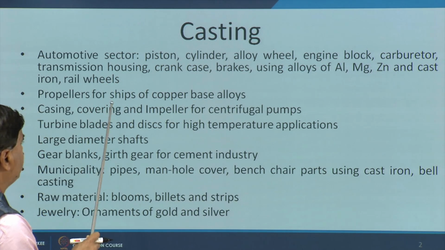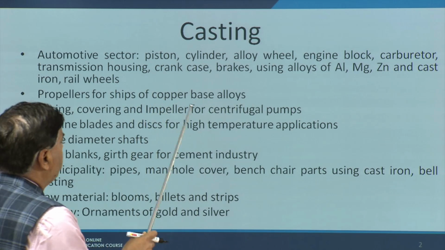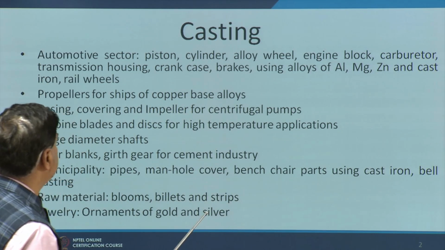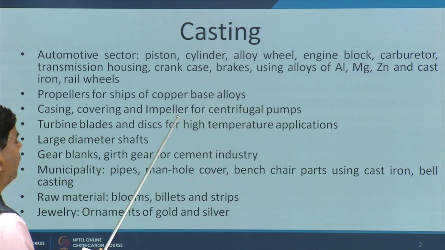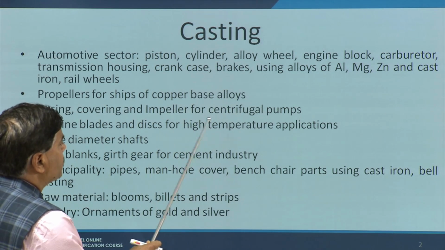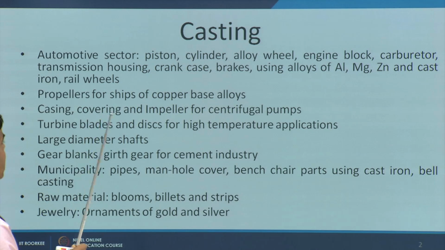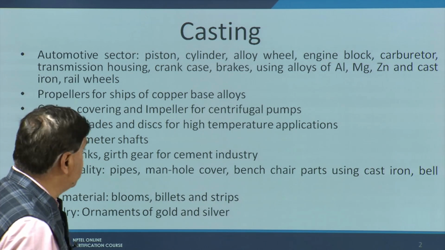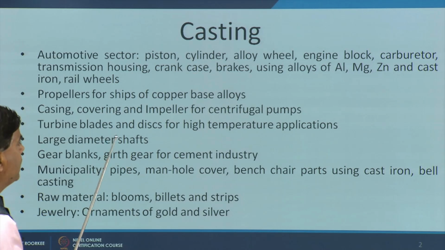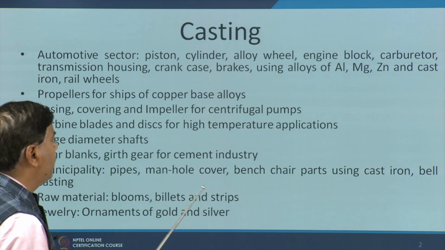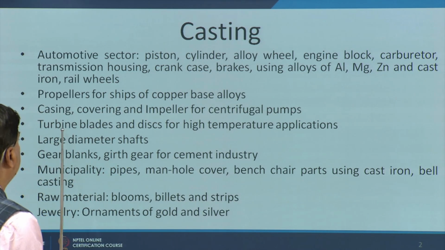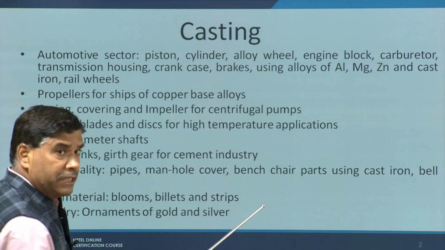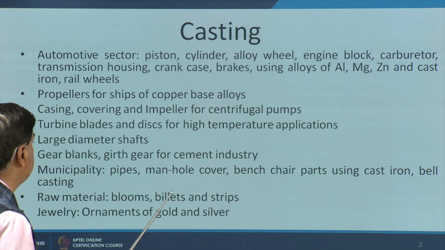Similarly, propellers for ships are made of copper based alloys. They are also made using the casting process. Then components of centrifugal pumps like casings, coverings and impellers are made using the casting process. In case of the thermal power plant, the turbine blades and their discs for high temperature applications are made using the casting process.